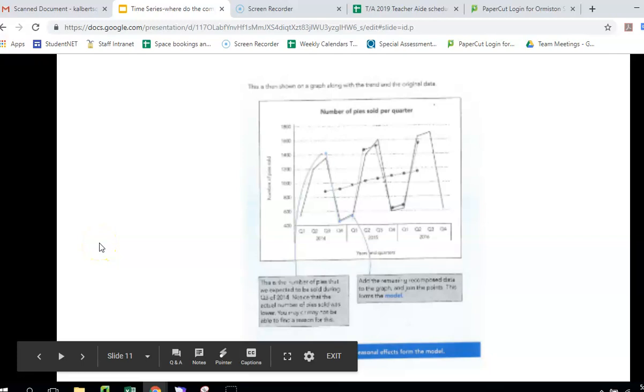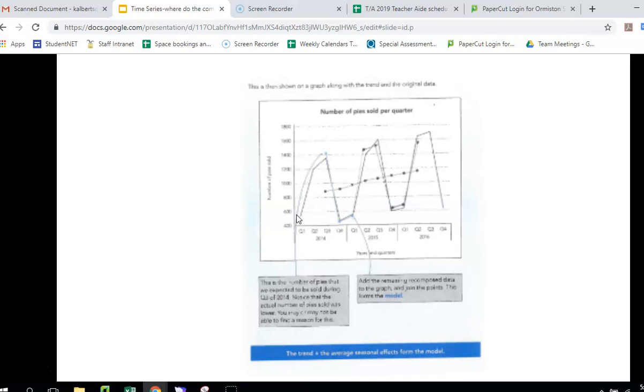So our model is, ideally, if there was always an extra 434 cars going up the street on a Sunday, what it would look like. So this example is about pies. If there really always were 434 extra pies sold in quarter three, then that's what the model would look like. Overall, there's an increase because that's what our centered moving mean is saying. But every quarter three is an extra 434.